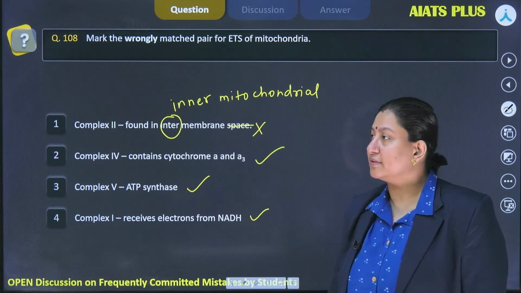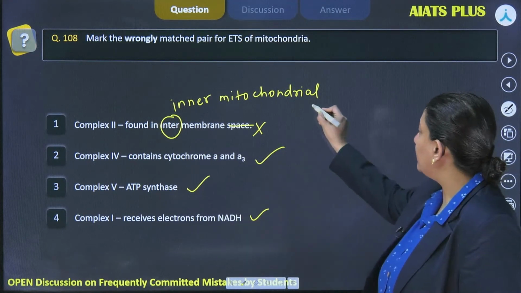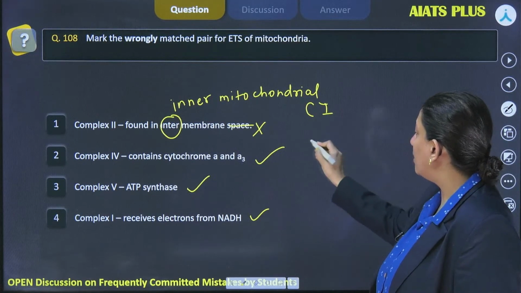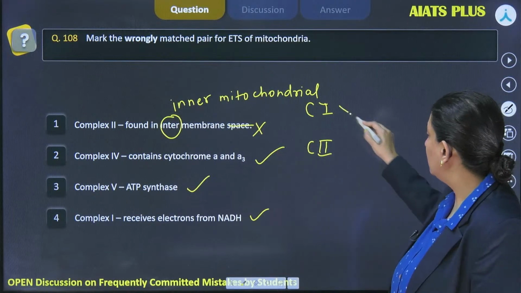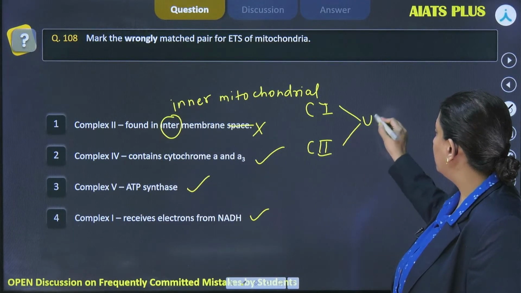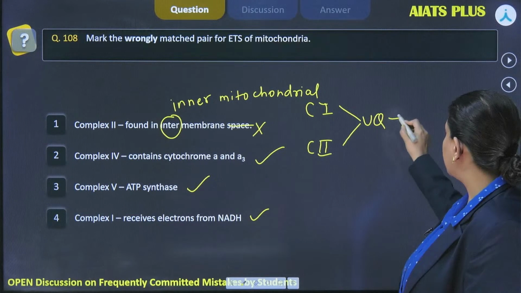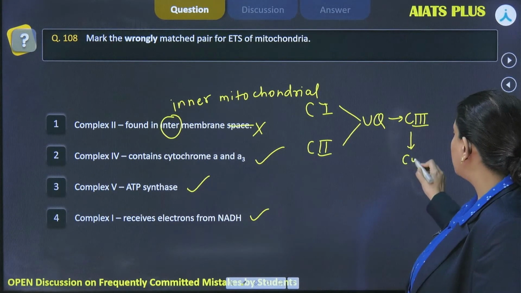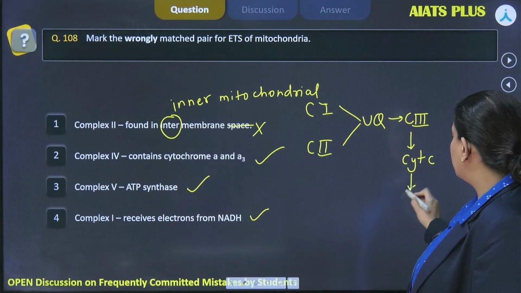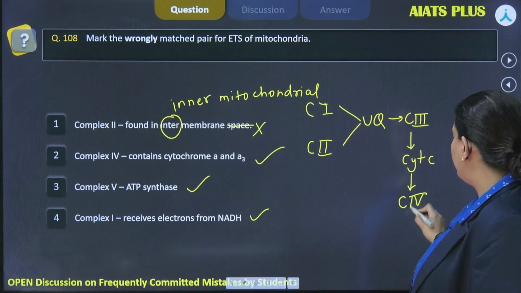Complex ka sequence. The complex sequence is like when we talk about complex number 1 and complex number 2. They don't have any association with each other. They both give their electrons to UQ, which transfers it to complex number 3. Then further this gives it to cytochrome C, and this further provides it to complex number 4.